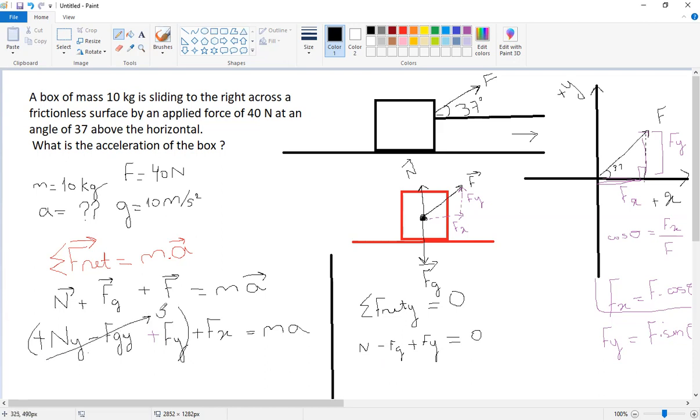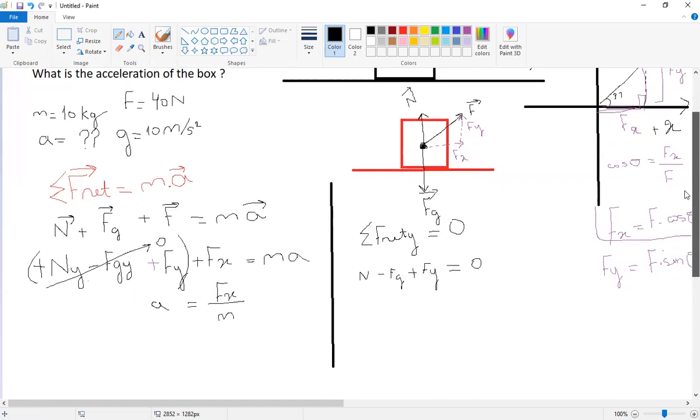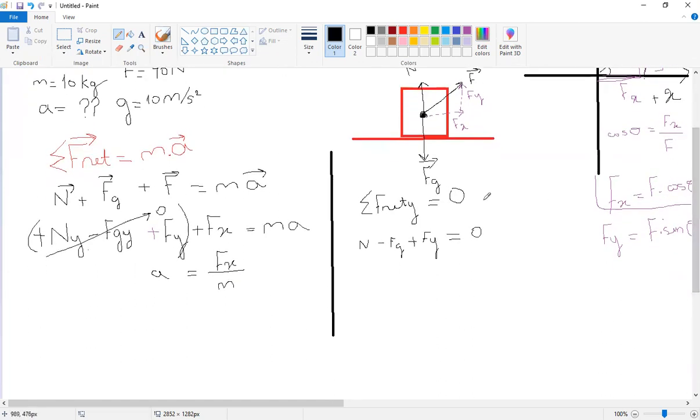Okay, so what are we left with? We are left with a equal Fx over m, right? And Fx is what? Fx is equal to F cosine theta over the mass, which is 10 kilograms. Okay, let me now substitute their values.